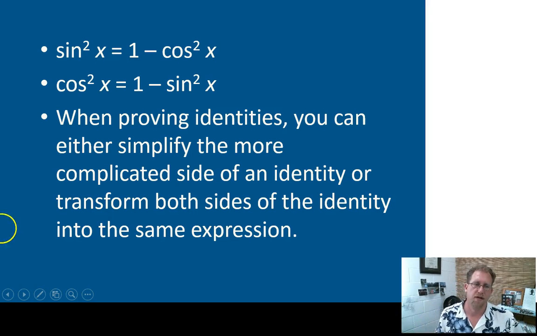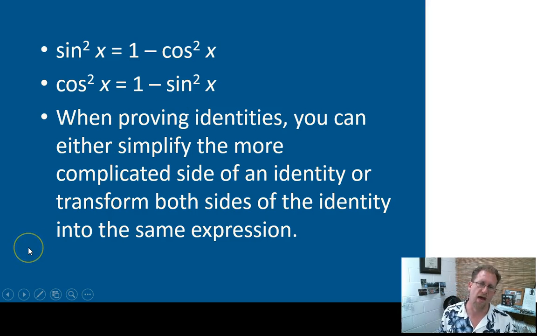Anytime you see sine squared x, you can substitute that with 1 minus the cosine squared of x, because this plus this equals 1. So 1 is this, 1 minus the other. And you can rearrange the other way too. So cosine squared of x is 1 minus the sine squared of x. Those things will come in handy.